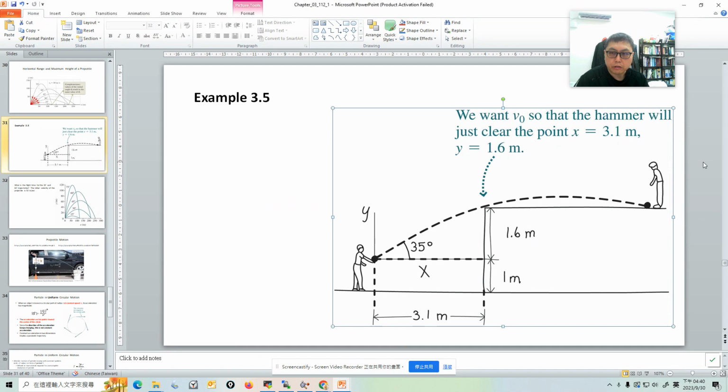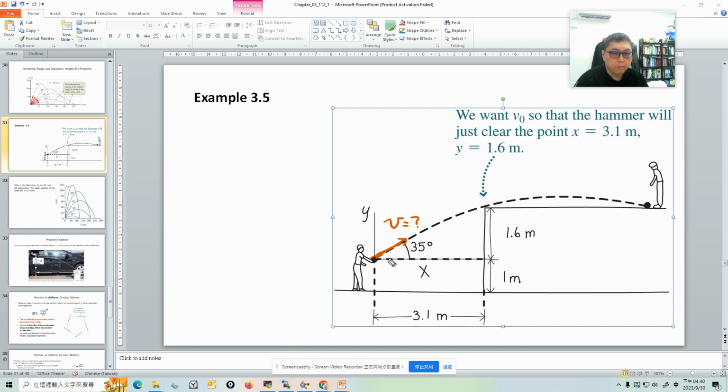Okay, it says that there is a guy. Let me use my pen here. There's a guy on here. He wants to toss a ball, pass through the barrier to here, and his initial velocity has an angle with respect to the horizontal axis of 35 degrees. And the first question he wants to ask is, what's the magnitude of the initial velocity?